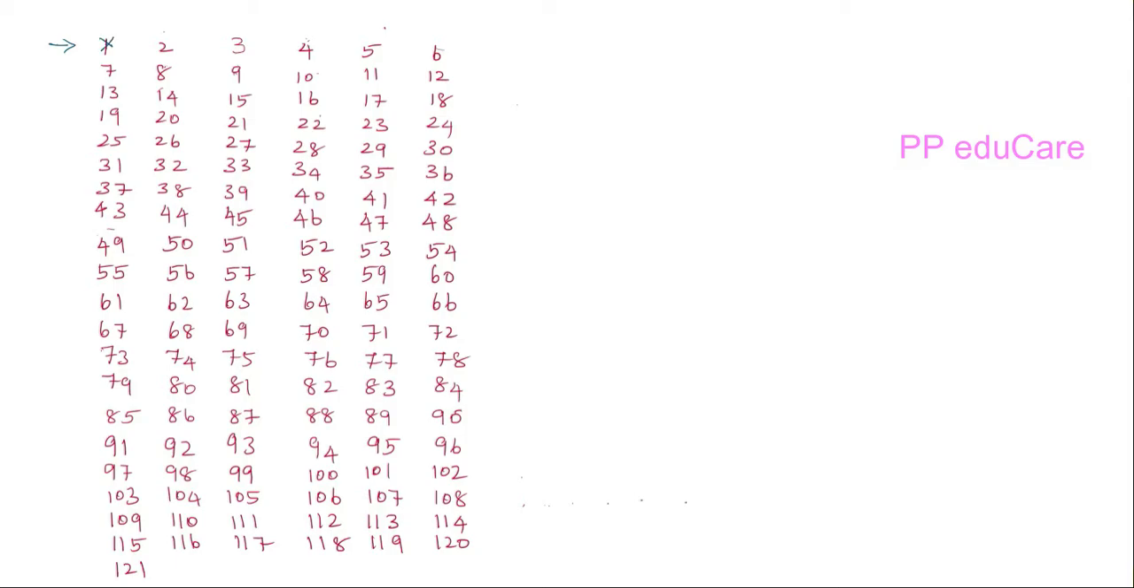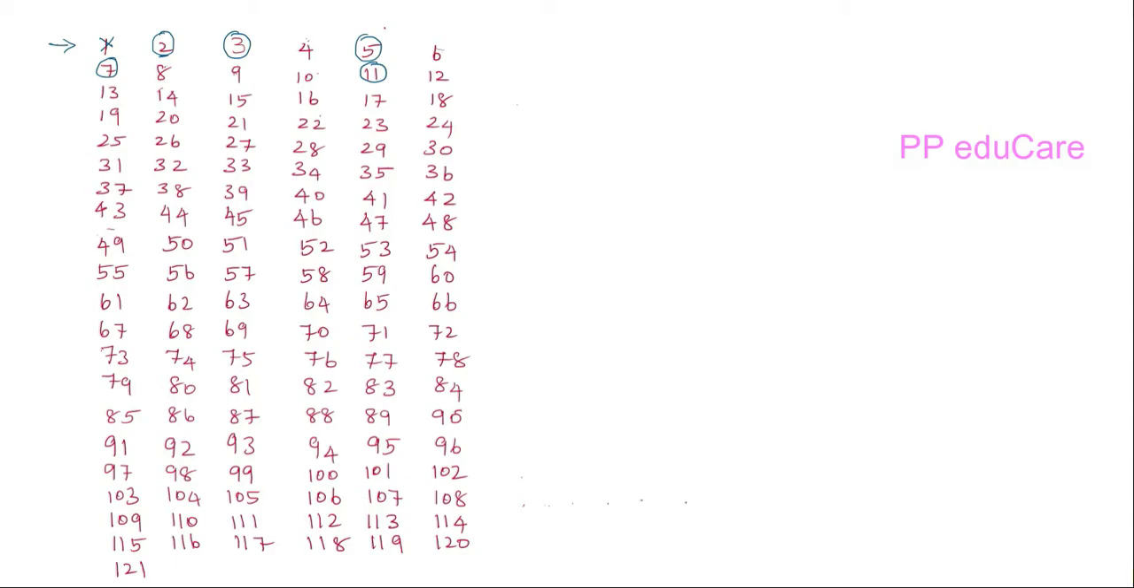Now start from 2. 2 is a prime number, 3 is a prime number, 5 is a prime number, 7 is a prime number, 11 is also a prime number. The numbers 4, 6, 8, 9, 10 are all not prime. Now start from 2. 2 is a prime number. Find all the numbers which are divisible by the first prime number 2.